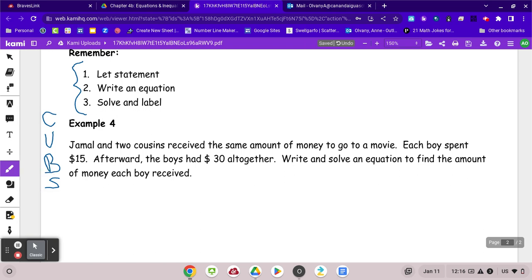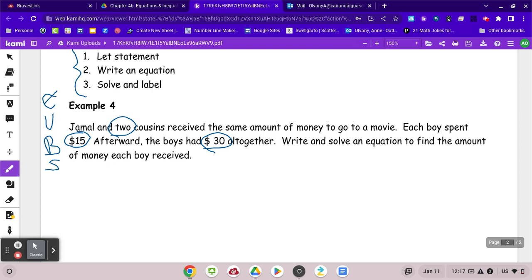We are going to read it once and circle the important numbers. Jamal and 2 cousins received the same amount of money to go to a movie. I'm going to circle 2 because even though it's written as a word, it is a number. Each boy spent $15. Afterward, the boys had $30 altogether. Write and solve an equation to find the amount of money each boy received. So I've circled all my important numbers.